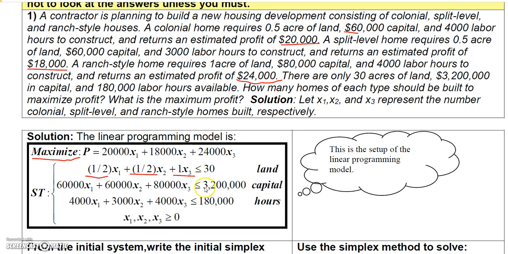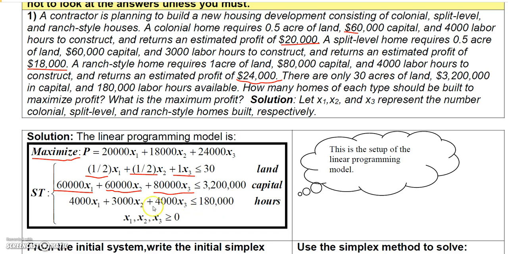Now let's talk about the capital, 3.2 million in capital. Well, it tells you it's going to cost $60,000 for each X1 home, $60,000 for each X2 home, and $80,000 for each X3 home. So 60,000 X1 plus 60,000 X2 plus 80,000 X3 is going to be the total cost, and that's got to be less than or equal to the 3.2 million that's available.